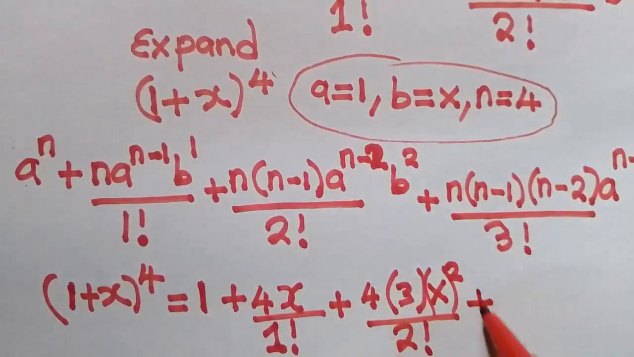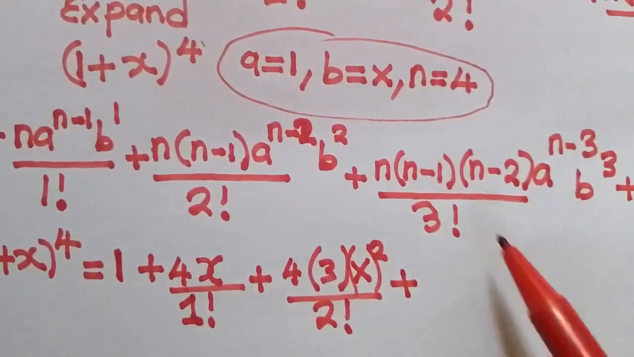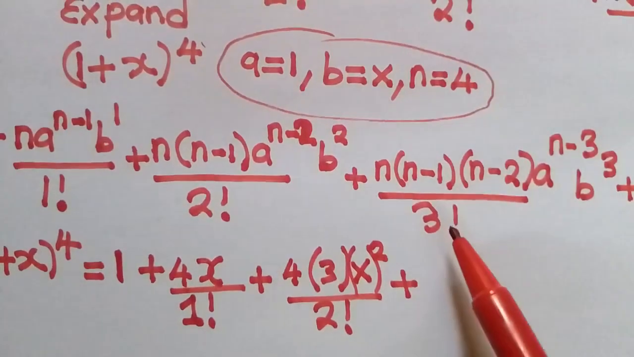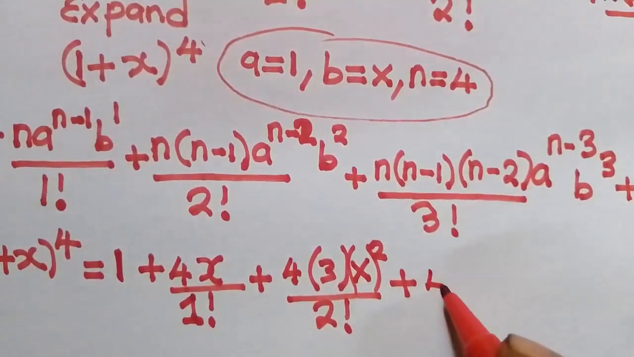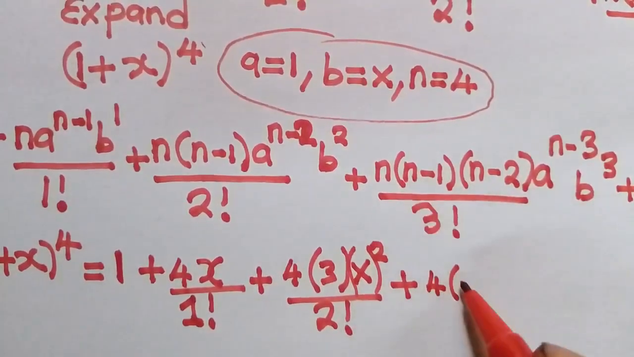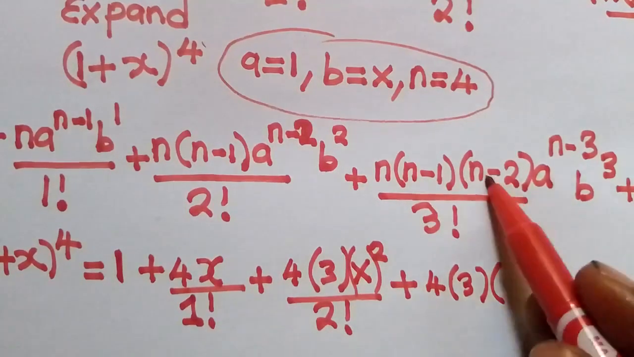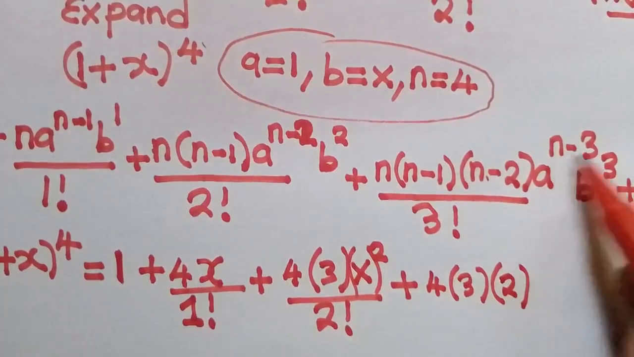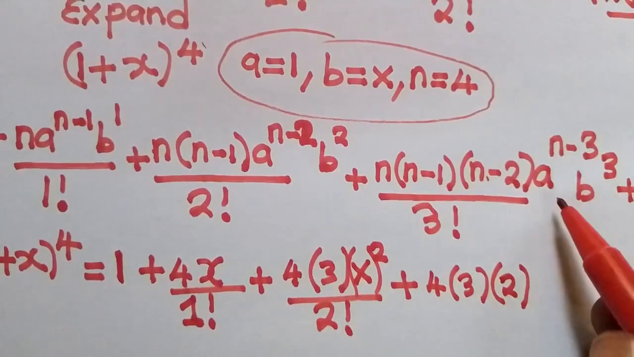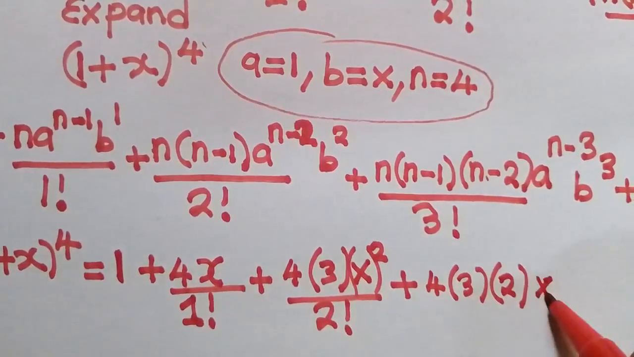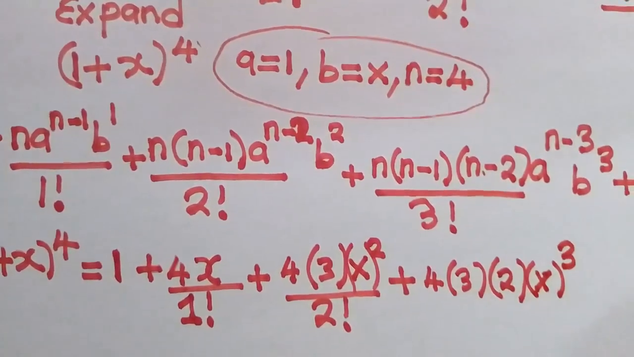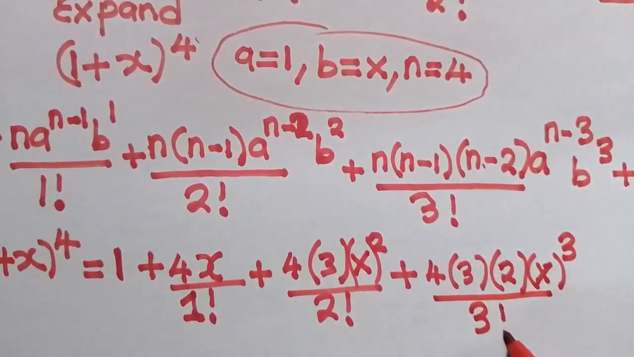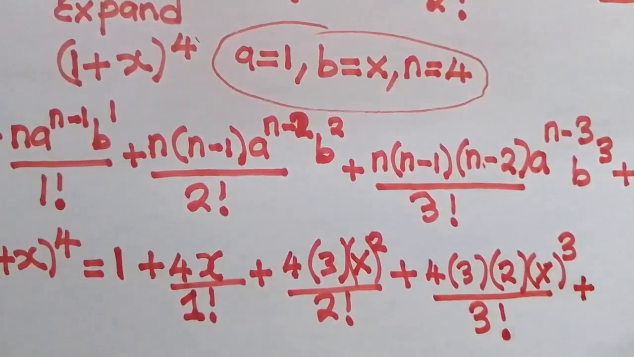I continue, I say plus. I move to this part. Here n is 4, 4 minus 1 is 3, and 4 minus 2 is 2. A is 1; 1 raised to the power 4 minus 3, which is 1 to the power 1, is 1, so the 1 disappears. Then x there: b is x, to the power 3. Then over 3 factorial.